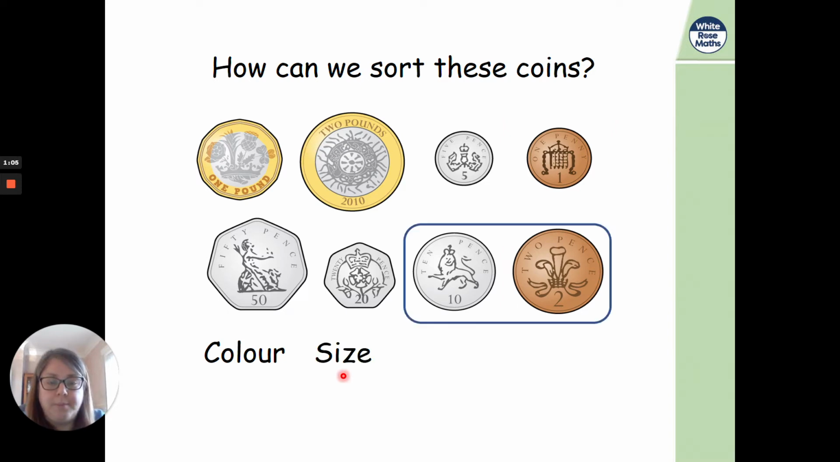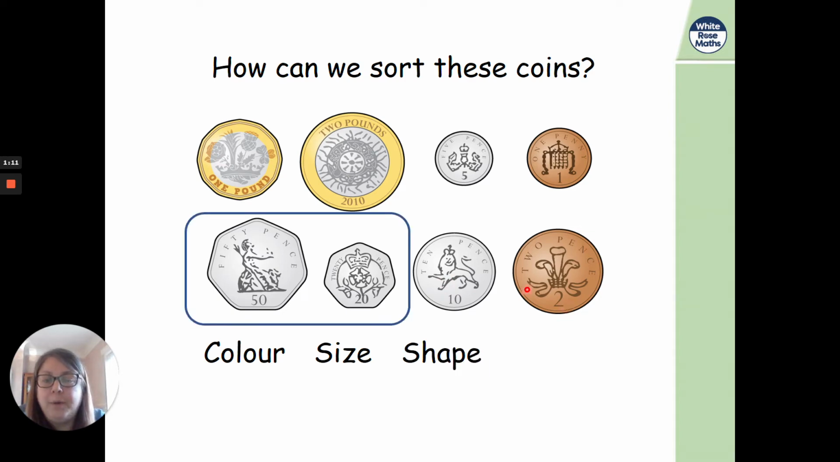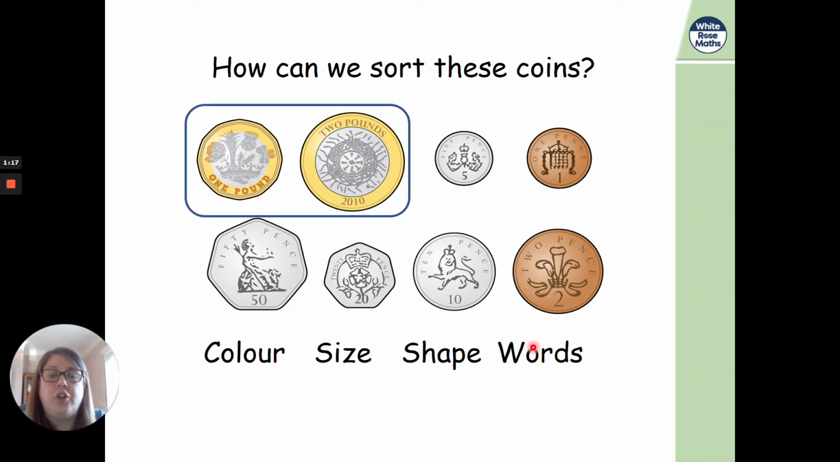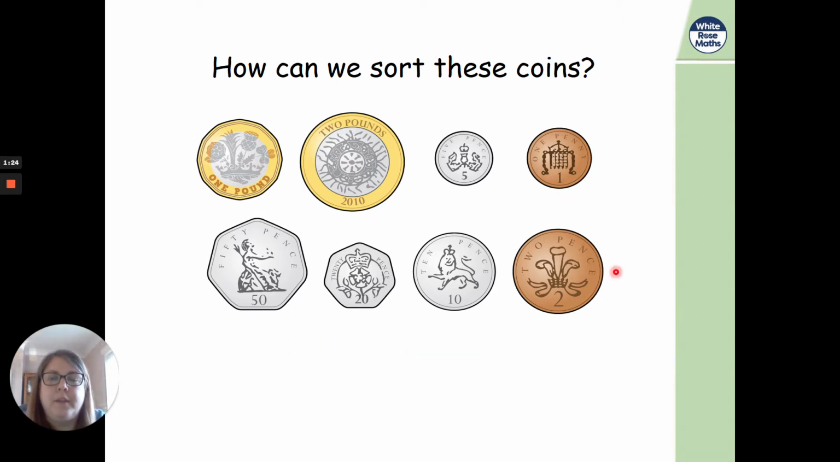We could also sort them by size. So if you look, the 10 and the 2 pence are the same size. We could also sort them by shape, because the 50 and the 20 are the same shape. They've both got 7 sides. And we could also sort them by words, because these are pounds and all the others are pence.